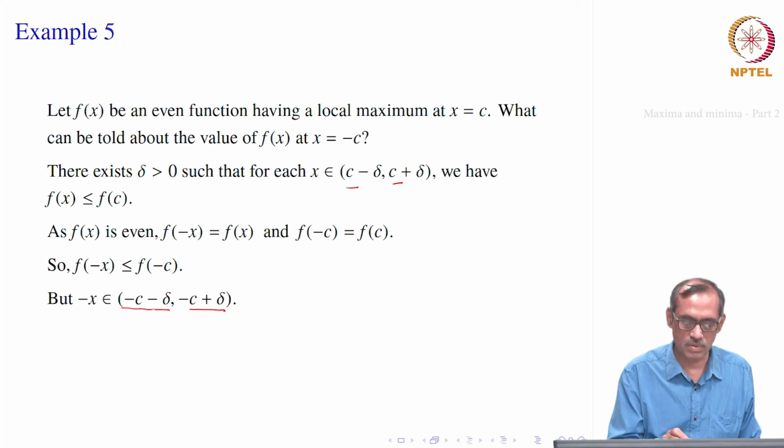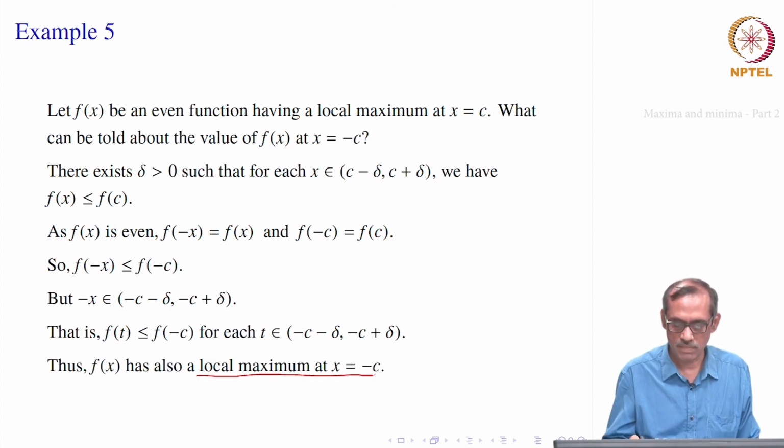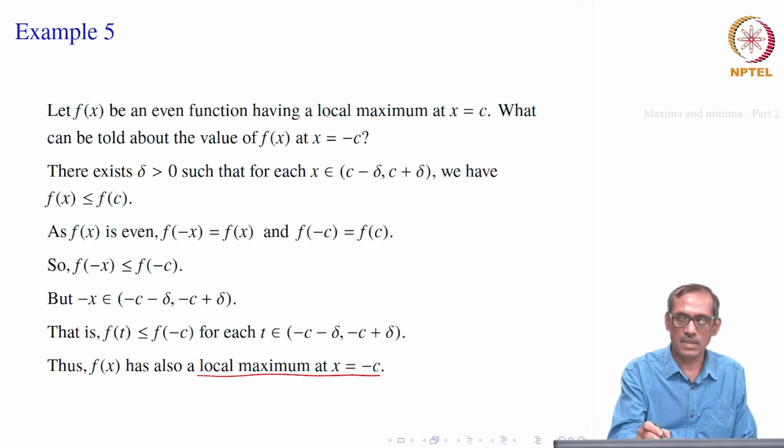So, since minus x belongs to this, we have a neighborhood of minus c, where if t belongs to that neighborhood, then f of t is less than or equal to f of minus c. So, f of minus c is also a local maximum value. Where does it occur? At x equal to minus c. So, you would say that f has a local maximum at x equal to minus c also.